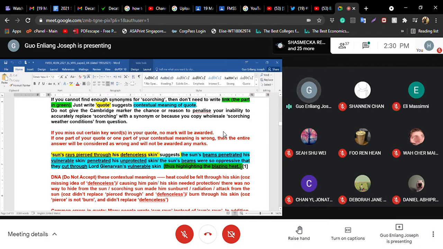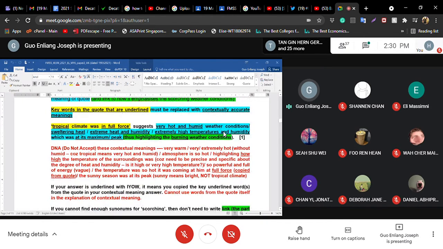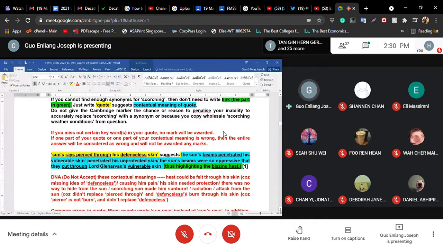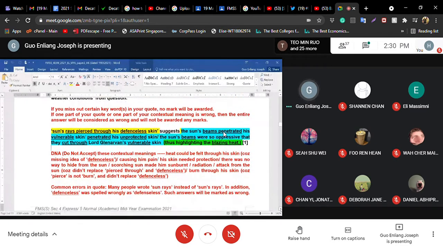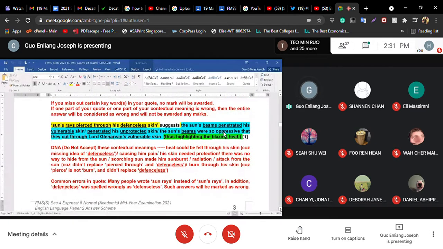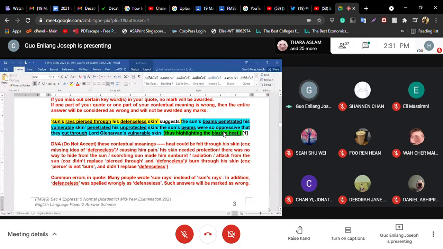So this is the link. Highlighting is emphasizing, blazing heat is scorching weather conditions. So it's blazing heat. All right. Okay, so as you are copying the yellow, blue, green, all right, okay, and the very vocab, I'm going to go through some of the contextual meaning that is not accepted.